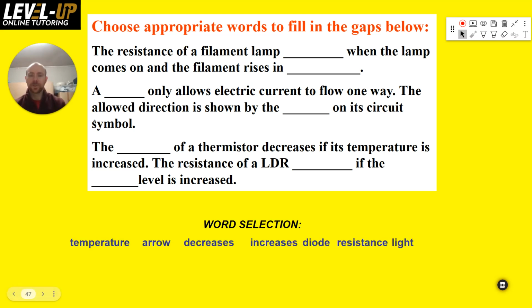Okay, have a little go at these. There's some words for you. See if you can just fill in those gaps. Pause the video and I'll give you the answers in a second.